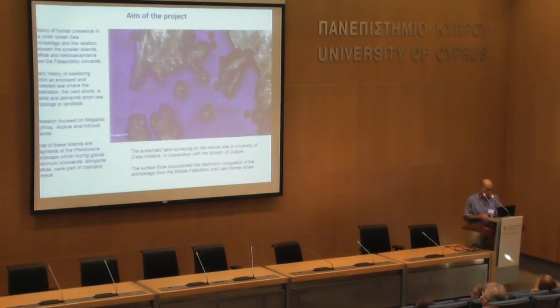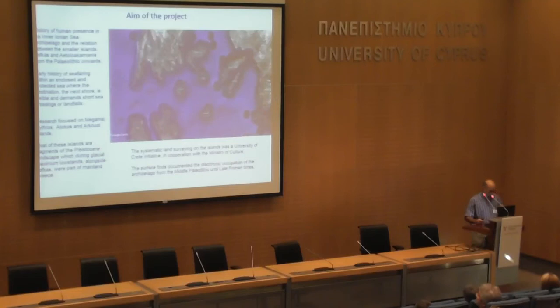The initial phase was a surface survey for the prehistory of the area, and the aim was to understand the human presence in the area of the Inner Ionian Sea archipelago and the relation with the smaller islands. Then we may also have some evidence for early seafaring in an area which, as we said, is a protected one, and you can see the opposite shore, so it's easy to think, at least, to go over there, even if you have to cross some narrow sea straits.